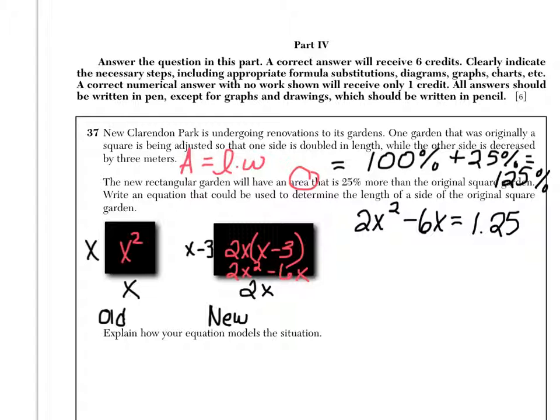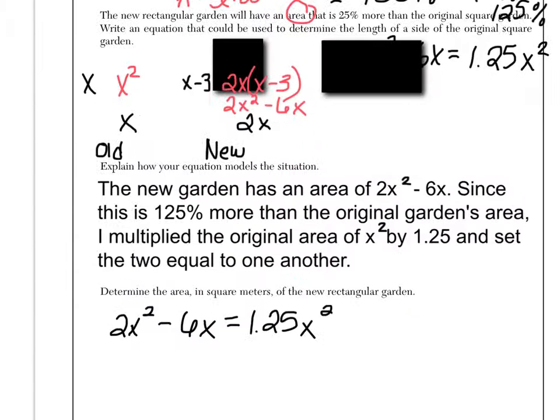So that would be 1.25 times. Remember, of means multiply. So times x squared. So here is the equation. Believe it or not, there's going to be a little decimal in there. And down below, we need to explain how we got that. So I'm just going to take a minute to explain everything that we just did up above.